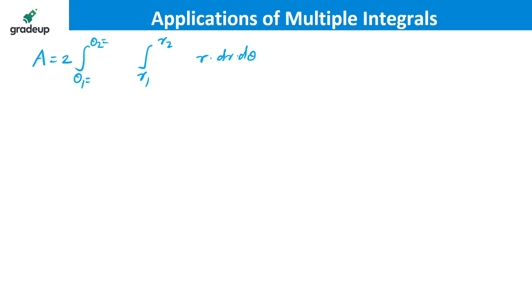Tell me, children. Theta 1 and theta 2 are 0 to pi by 2. R1 is a cos theta. Sir, R2 is 2a cos theta. Already we obtained the limits. Now calculate this integration. Let's get to work.